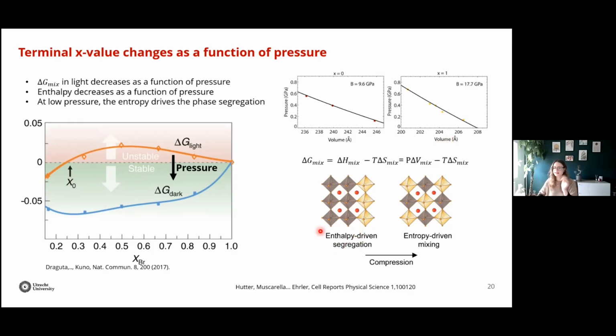So we think that at ambient pressure, the phase segregation is driven by the enthalpy term, which is very high. But then when you compress, the entropy drives the phase segregation, because then this term is more negative, and therefore the delta G is more negative.